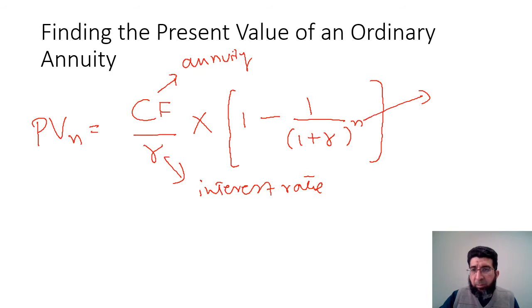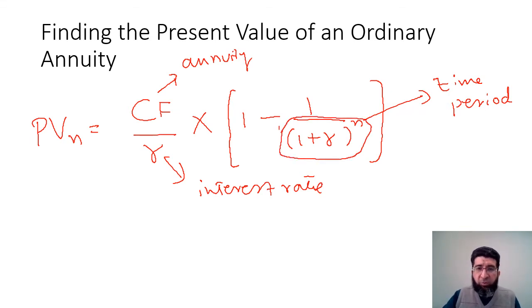N is the number of time periods. Now with this formula, where we actually divide this term, if you see this term, we are dividing. In future value we were multiplying. So when we divide this, we are calculating present value. This is another way to remember it.